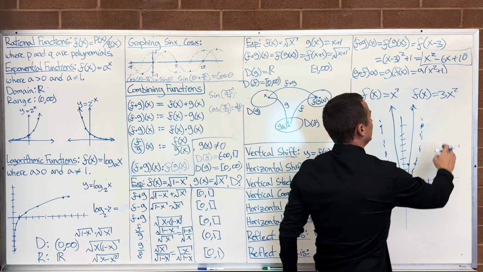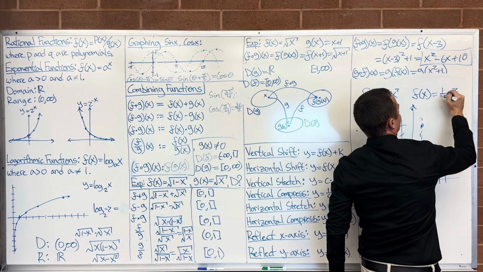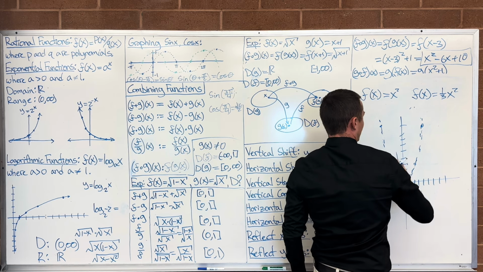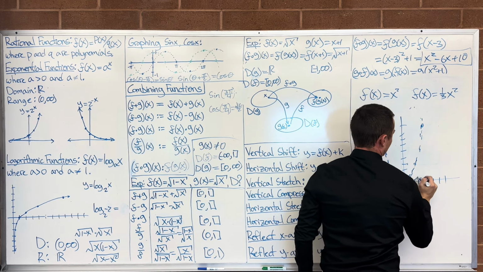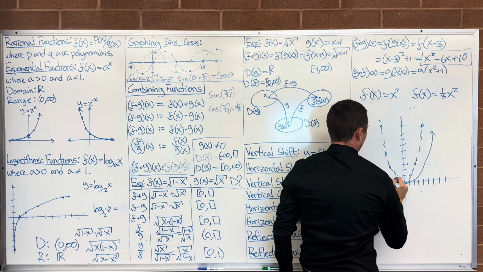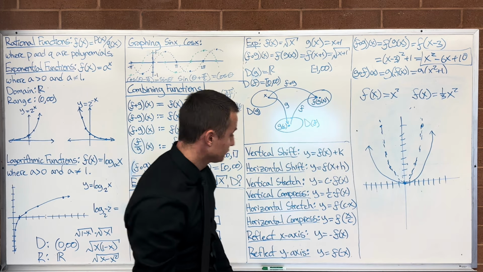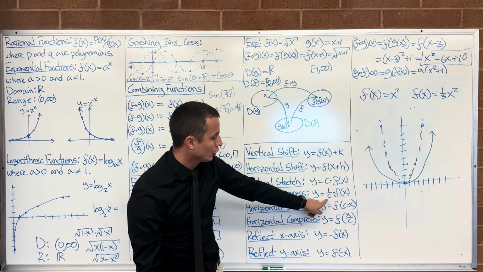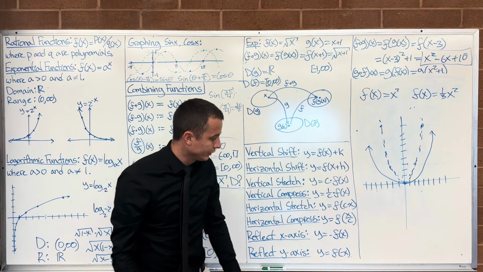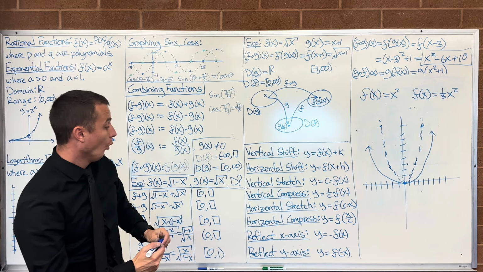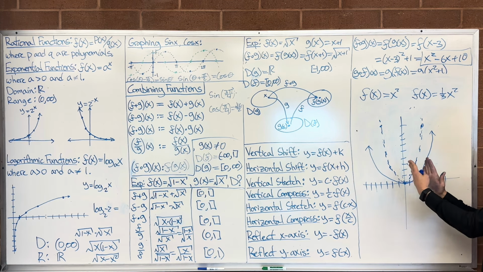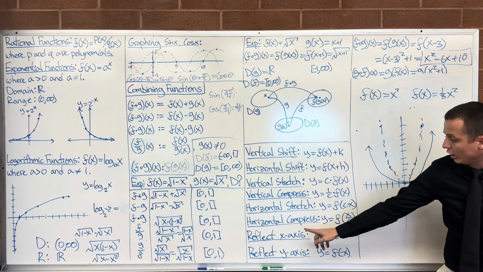And if instead I would have done 1/3, that would have compressed it, and it would have instead looked something like this. So vertical stretch, multiplying it by c, vertical compress, multiplying it by 1/c. Horizontal compress, squishing it together this way, is kind of going to make it look like it also grows way faster.